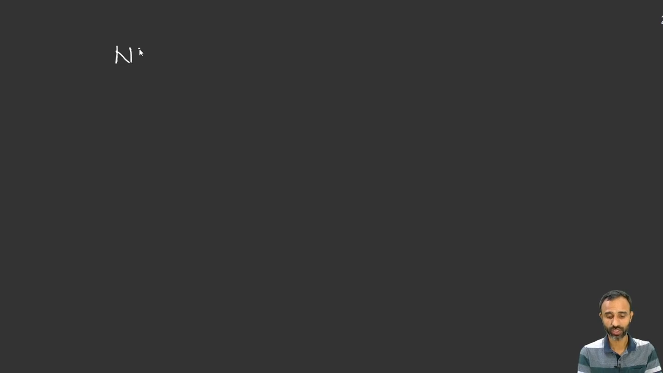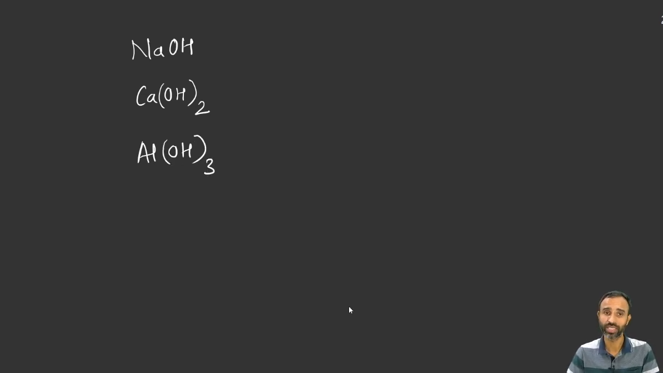See, NaOH, how many OH negative ion will it give? Obviously 1. So it is called monoacidic base. If we have calcium hydroxide, it is diacidic base. If we have Al(OH)3, it is triacidic base.